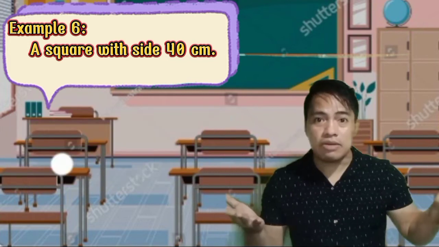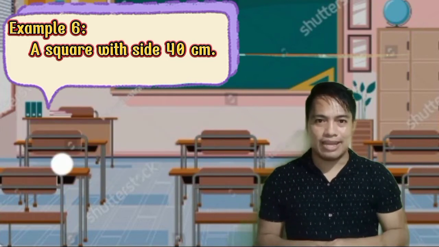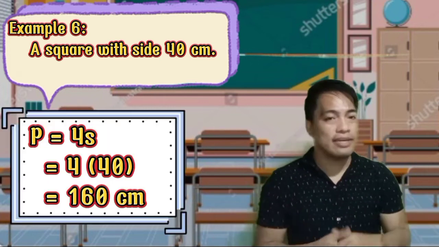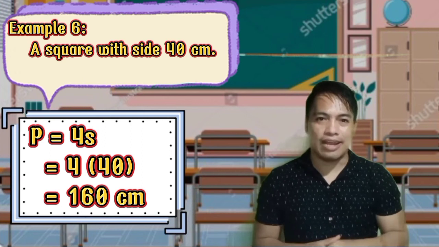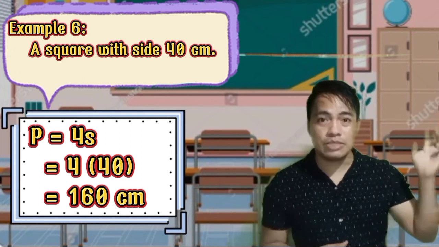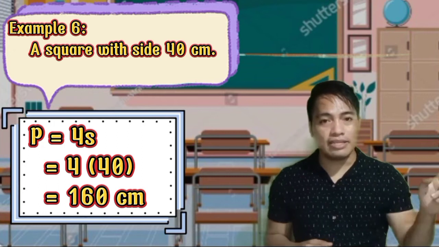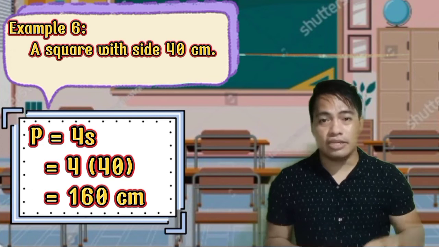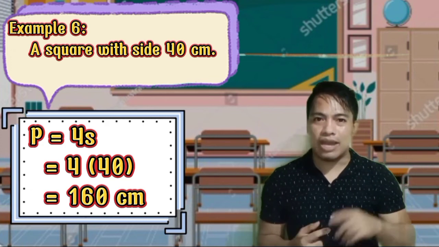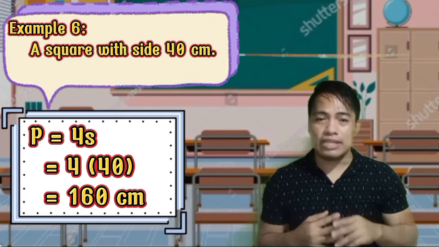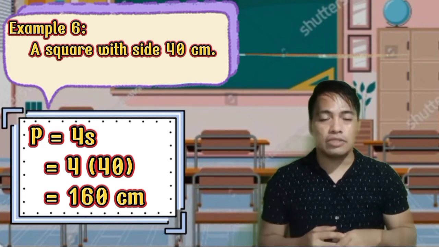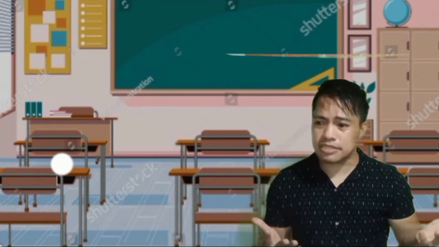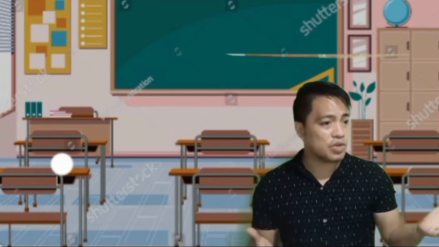Another example, a square with sides of 40 centimeters. Who wants to answer on the board? May. Let's check the answer of May. Is that the correct answer? Let's find out. So we have P square equals 4S. Substitute the value of our S. We have 40, so 40 times 4 equals 160. So now, what is the value of our perimeter of a square? 160 centimeters. Do you have any questions? Any more clarifications? People at the back, do you have any questions?